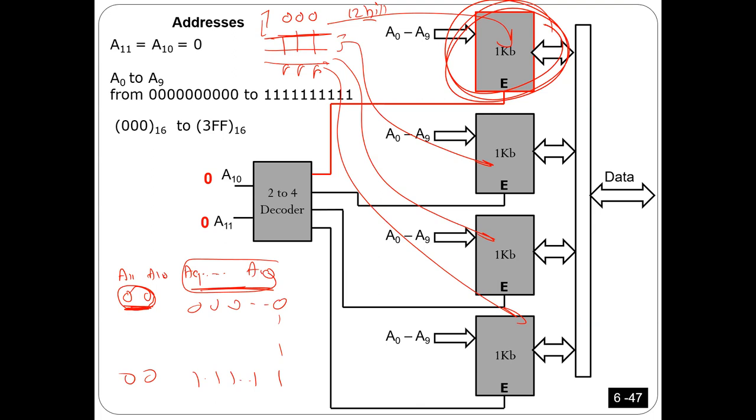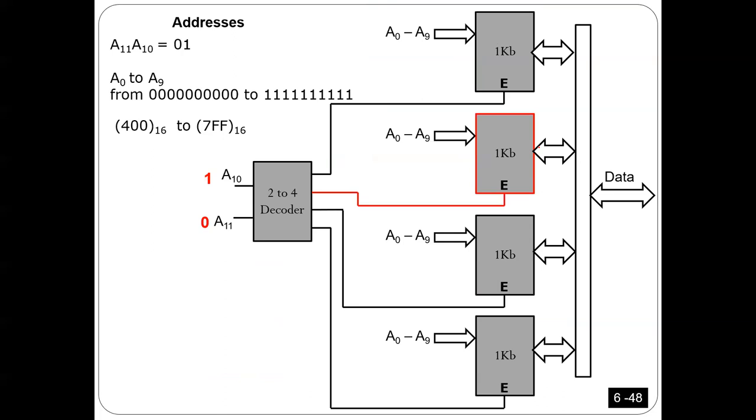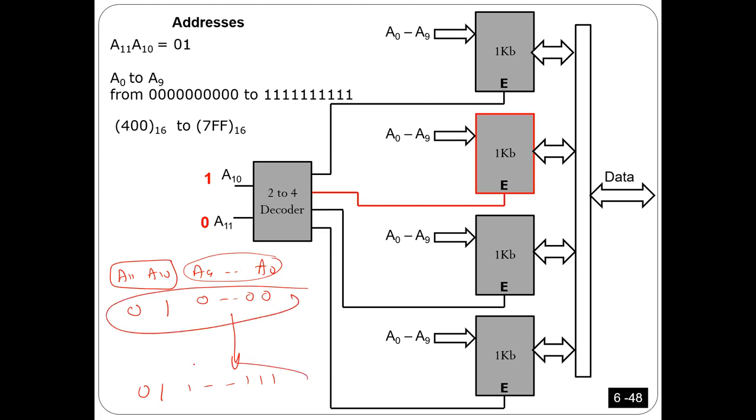Let's look at the second one. What is the range for the second one? It's exactly the same thing. If you look at the second one here, you have E11, you have E10, and then you have E9 until E0. This part should take all possible values from 10 zeros until 10 ones. However, this part is fixed, which is 0101. So this is the beginning address, and this is the last address for this chip.